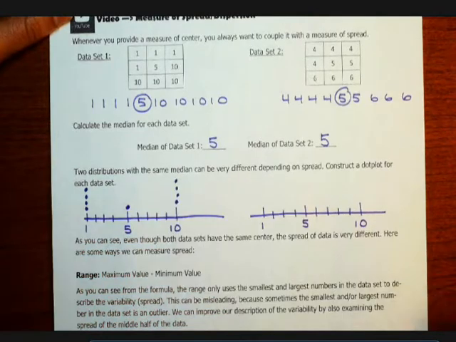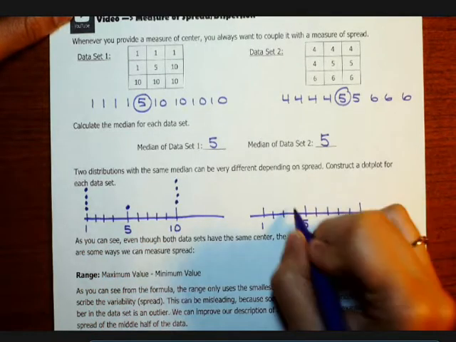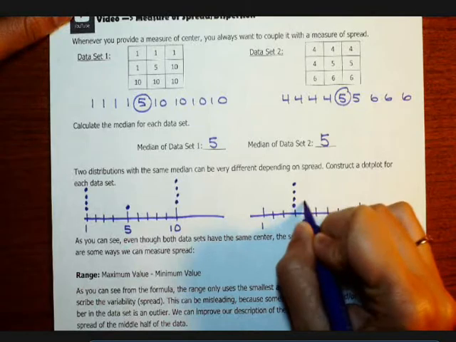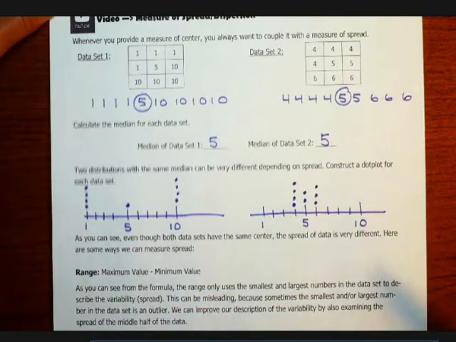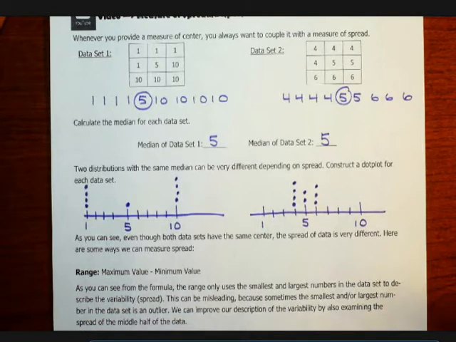For data set 2, we have 4 4s, 2 5s, 3 6s. So as you can see, even though both data sets have the same center, their spread of data is very different. Another word for spread is dispersion or variability. Here are some ways that we can measure this dispersion.